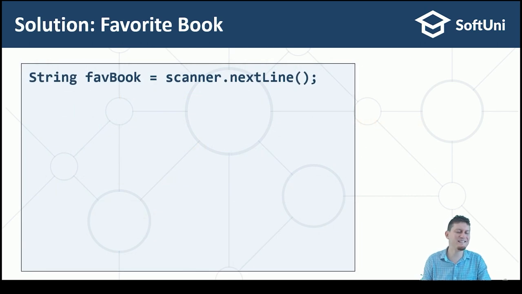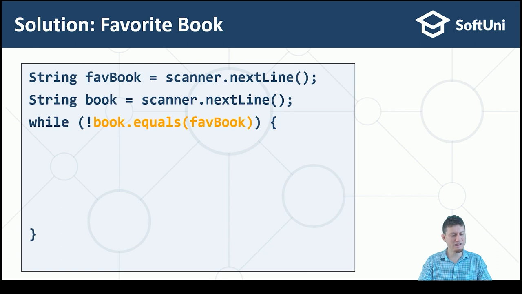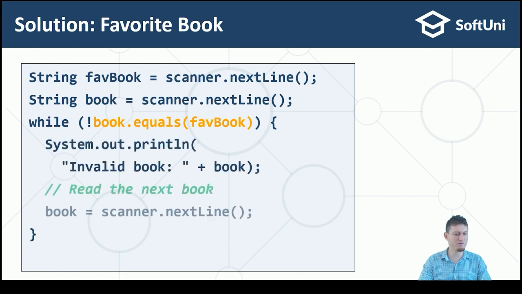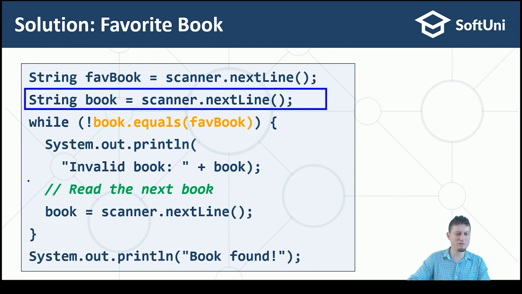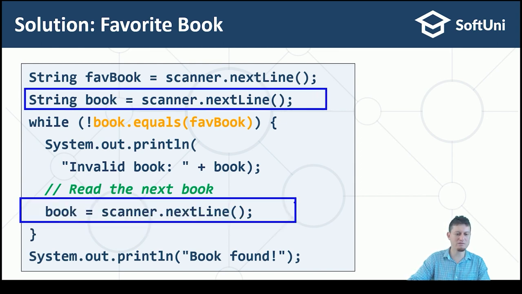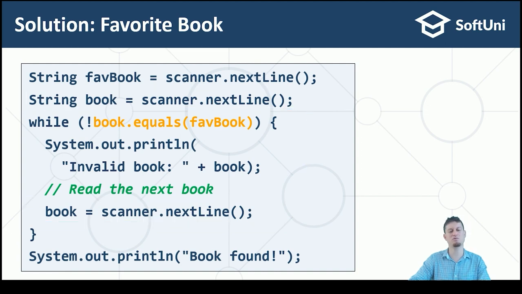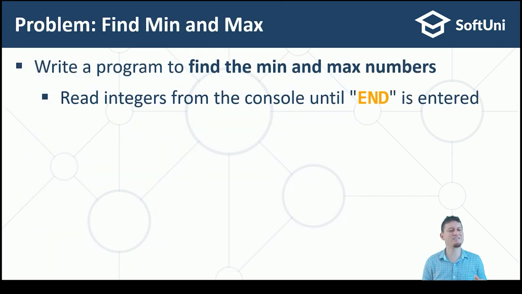So the solution I had in mind before the start of this lesson is just read the favorite book name, read a book, while the book is not the favorite book, print invalid, and read again. Finally, print book found. It's very similar, but I used the while true if break pattern instead of this while loop, which repeats these lines two times, because this one and this one are the same and it's repeated two times. This is the minus of this solution, but it's correct. Okay, let's go ahead with the next problem.